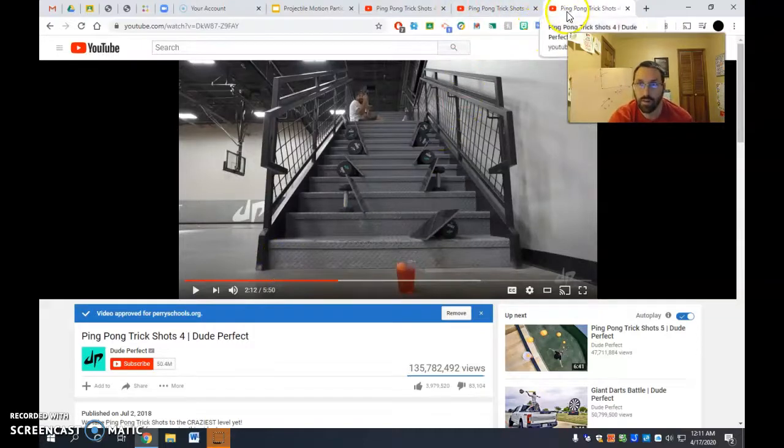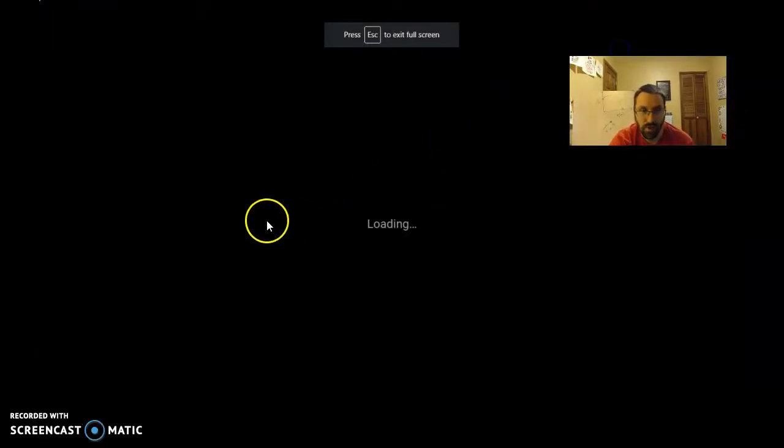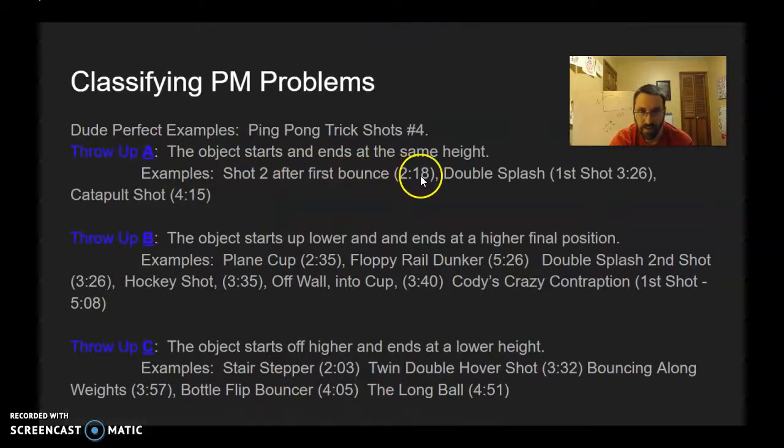Your homework: you're going to pick a projectile or one of these Dude Perfect trick shot videos, and you're going to classify a bunch of different shots. If you look at my slides here, I tell you the type of shot. The second shot after the first bounce at 2 minutes and 18 seconds is an example of a throw up A. The double splash shot, the first shot he shoots at 3:26, and the catapult shot at 4:15 are all examples of throw up A. I also got a bunch for throw up B and throw up C.